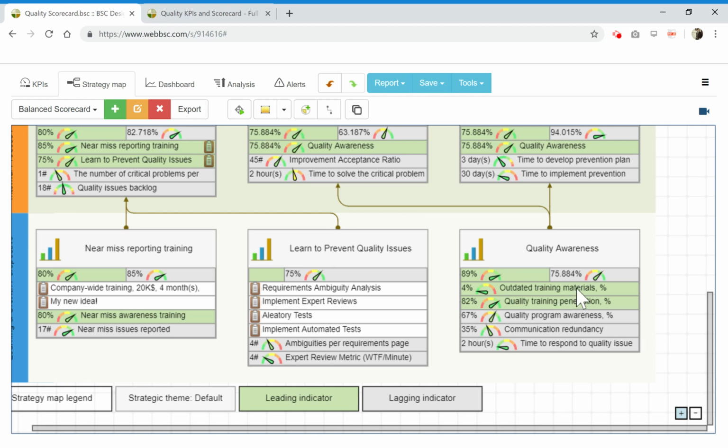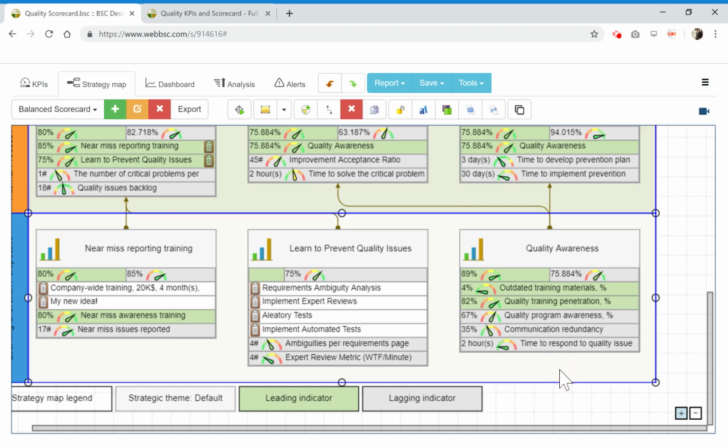So two leading indicators. And we also have lagging indicators, actually three lagging indicators, including time to respond to quality issues. And how should we take these indicators into account when calculating the performance of this goal? There are different approaches to this, and I saw some of them, and some of them might work in your case. I will share the approach that I recommend and that works for our clients.